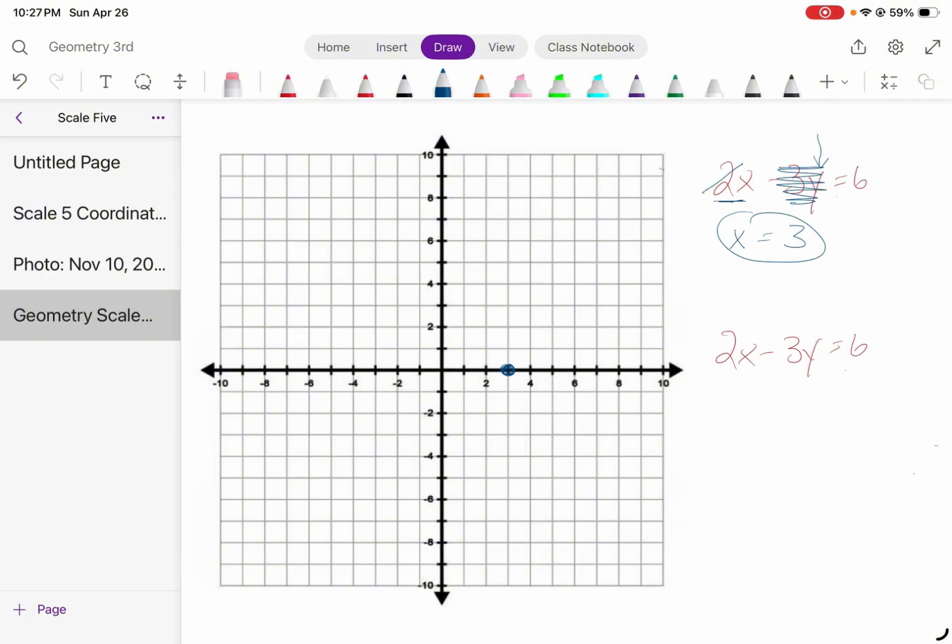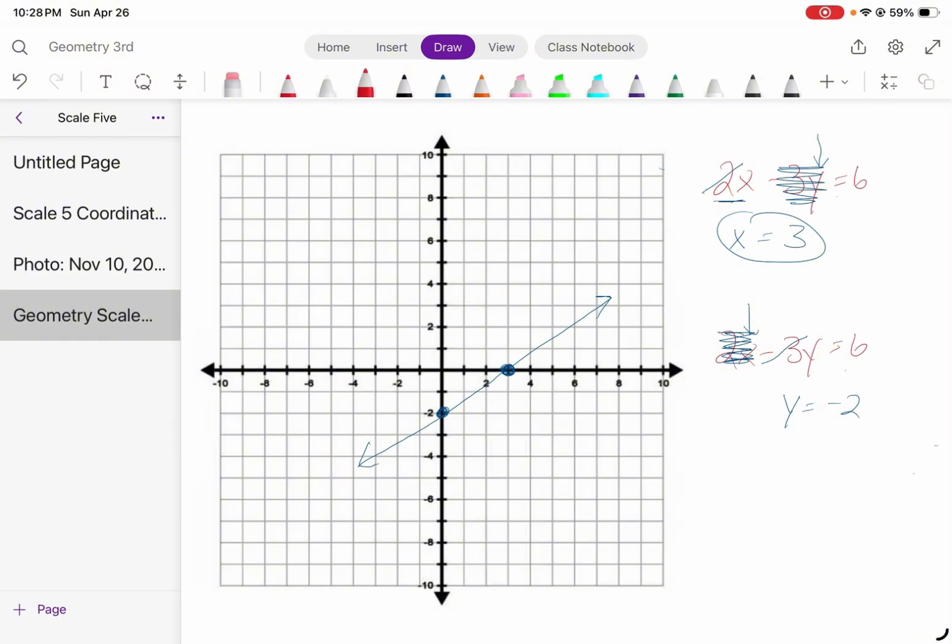Let's now find a y-intercept. To find a y-intercept, we plug in 0 for x, which means 2 times 0 goes away. It leaves me with a simple equation, negative 3y equals 6. Divide by negative 3, and we get y is negative 2. So my line also crosses the y-axis at negative 2. If I know the x-intercept and the y-intercept, then I've got the line. There's the actual line. So by using the x and y-intercepts, we can very simply graph these things.